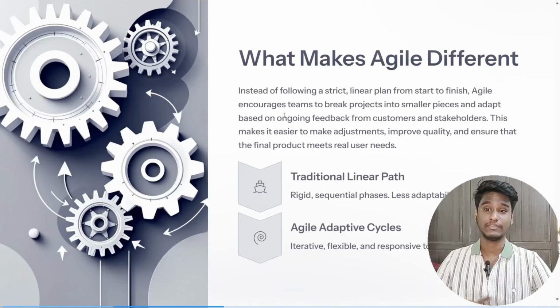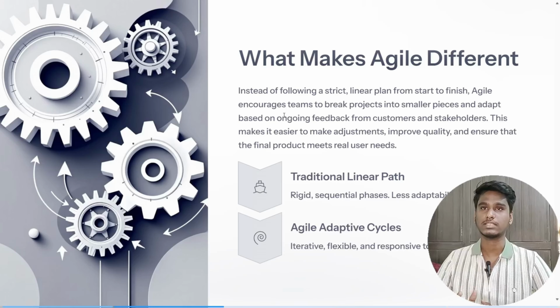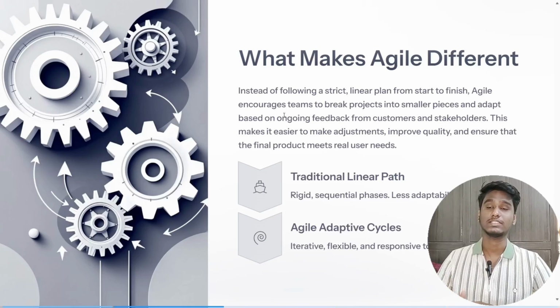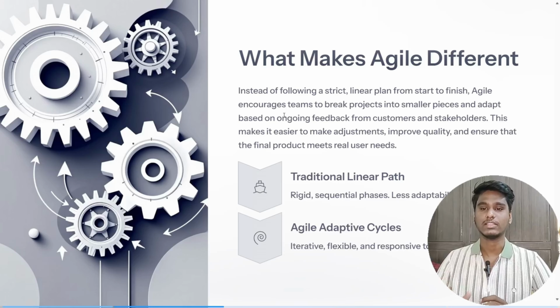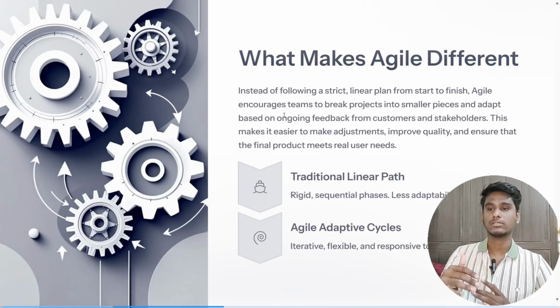So, what makes Agile different? Instead of following a strict start-to-end process, Agile methodology encourages teams to break projects into smaller pieces called sprints. Each sprint would be 1 to 2 weeks, based on ongoing feedback from the customers and the stakeholders. This makes it easier to make adjustments, improve quality, and ensure that the final product meets real user needs.